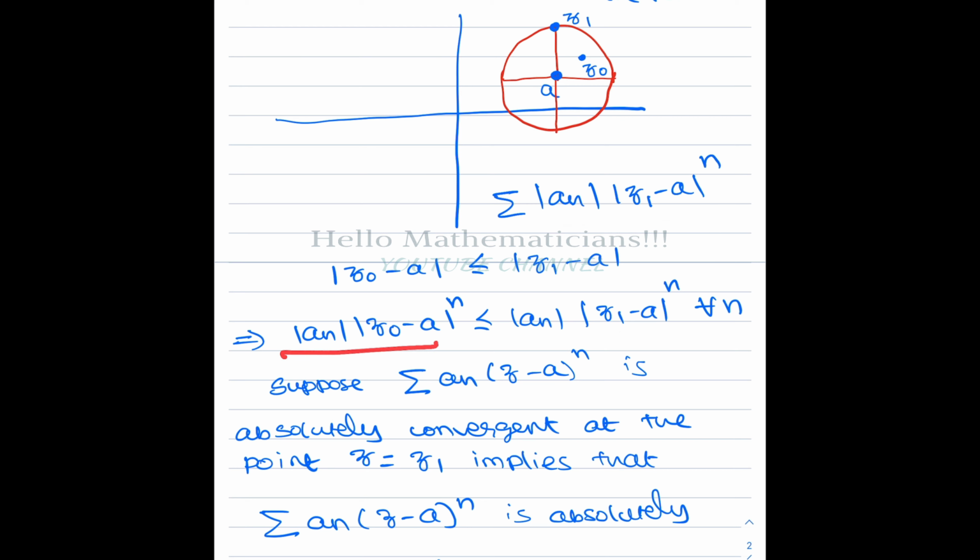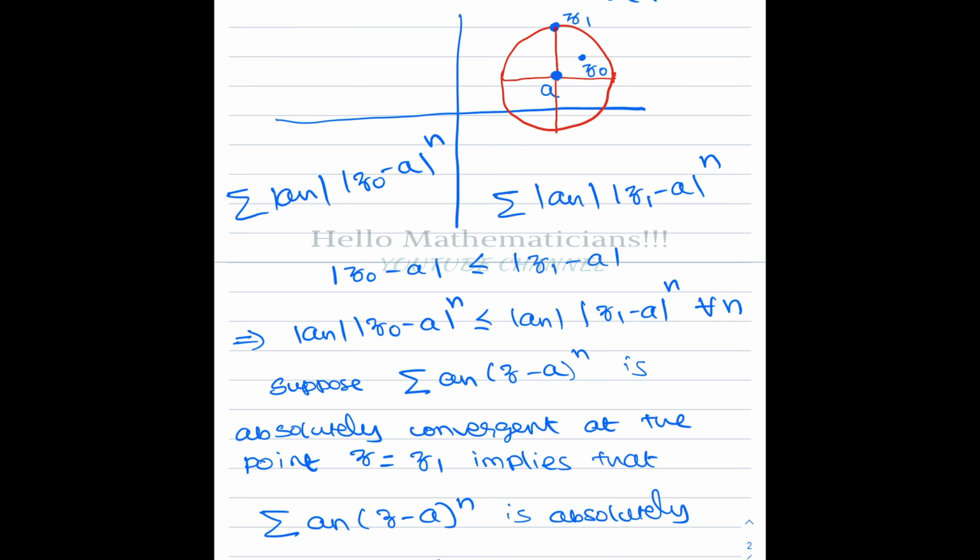Now this term is dominated by this term. That means the series summation of modulus of an times modulus of z naught minus a, whole power n, is also convergent. Why? Because each term of this series is dominated by the terms of the other series. So by the comparison test, this series also converges. This means that if this same power series converges at this point, then it converges at any point inside this circle.